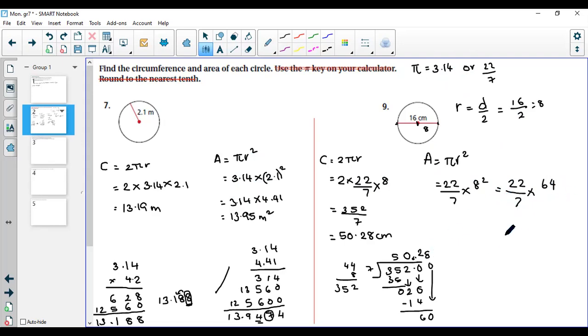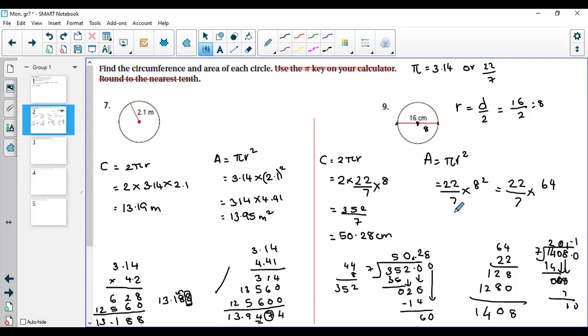So 22 multiplied by 64 is going to give us 1408. So 1408, you need to divide it with 7 now. So that's going to give you, I think, 201 point, put the point, 201.1. So we could say 201.1, but it's always better we write another decimal place. So 201.14 square centimeter.